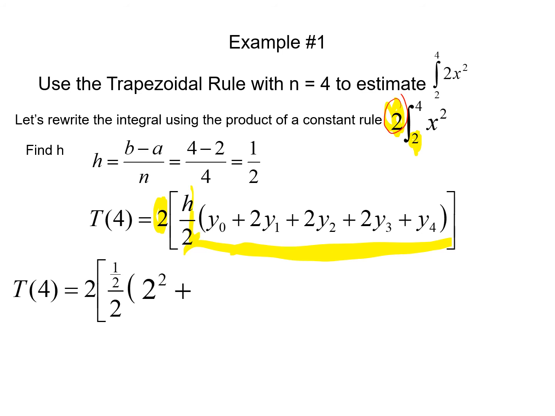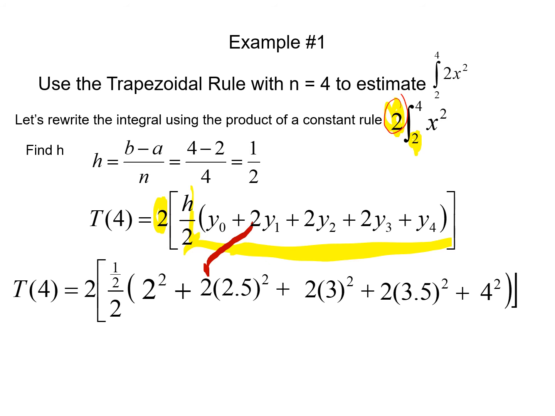Because my width is a half, my next point, I started at 2, the next one would be at 2.5. So I'm going to substitute 2.5 in for x squared. And the 2 that you're seeing is not the 2 from the outside, that is this 2. So because we're incrementing by a half, the next point would be 3. So it'll be 2 times 3, and then 2 times 3.5. And then the next point would be 4, so it would just be simply 4 squared. And then we would sum that up to get 37.5.